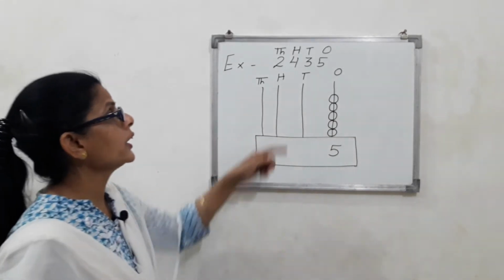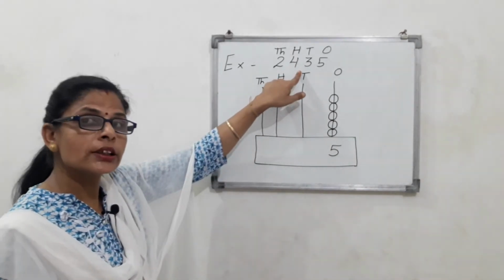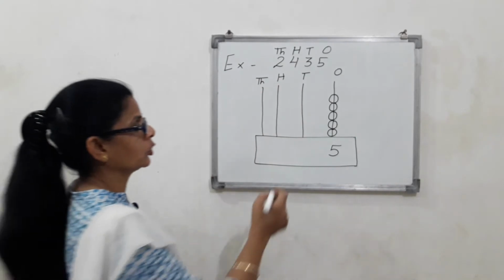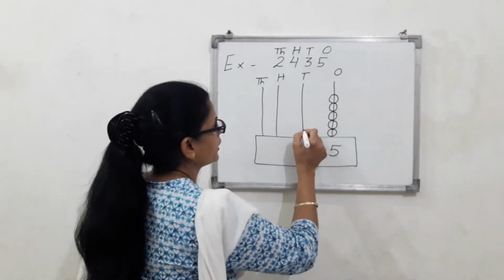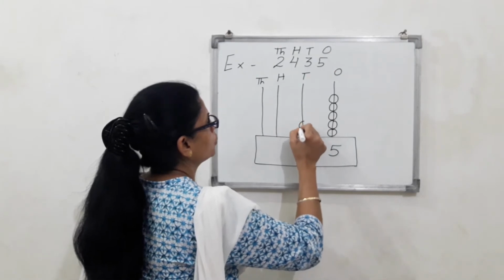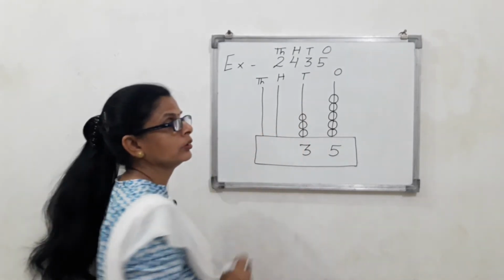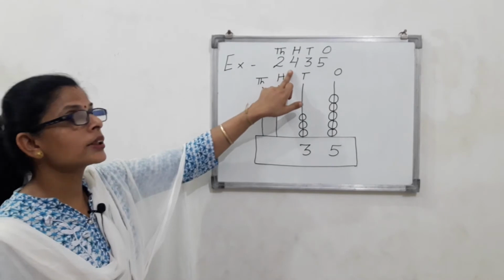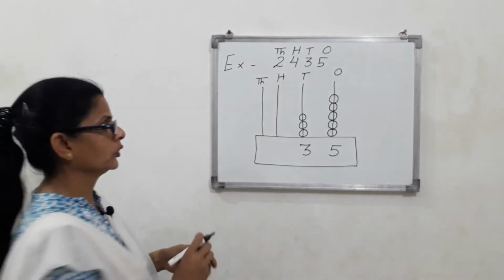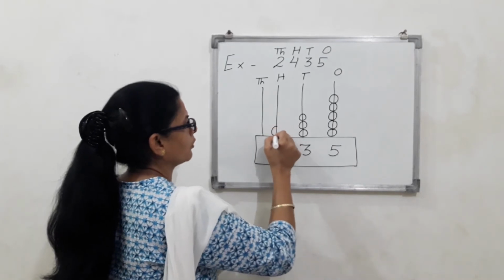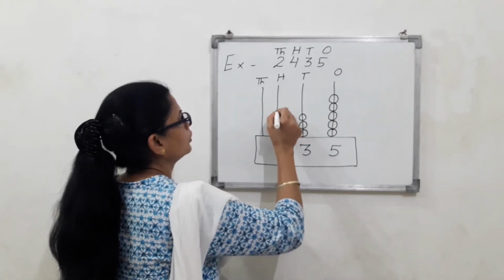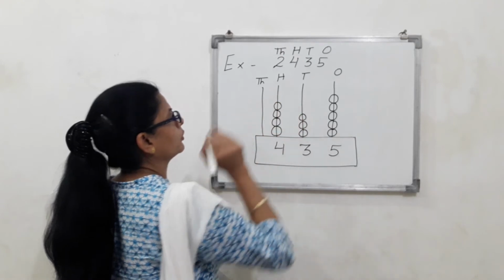Right? Next one, on the tens place, what is the digit given? 3. So how many beads do we have to make? We have to make 3 beads. 1, 2, 3. On the hundred place, what is the digit written? 4. So we'll mention 4 in the abacus and we'll make 4 beads. 1, 2, 3 and 4.